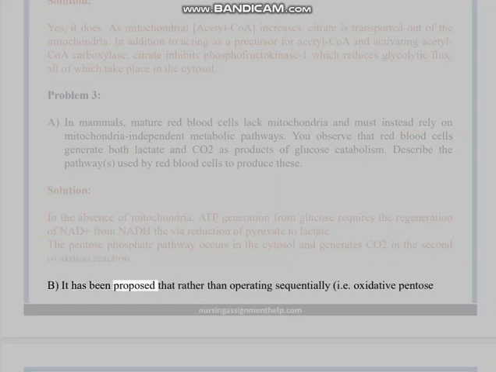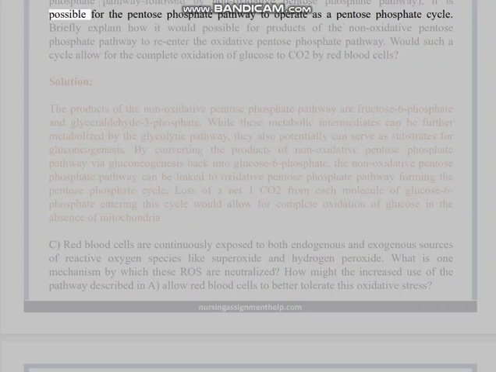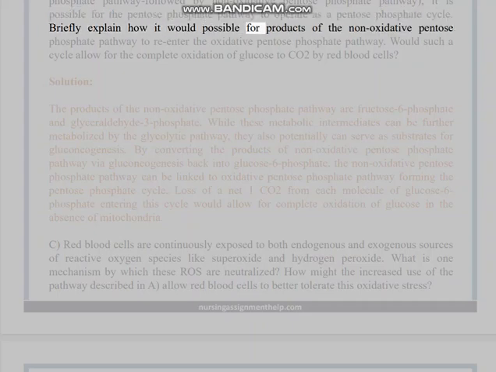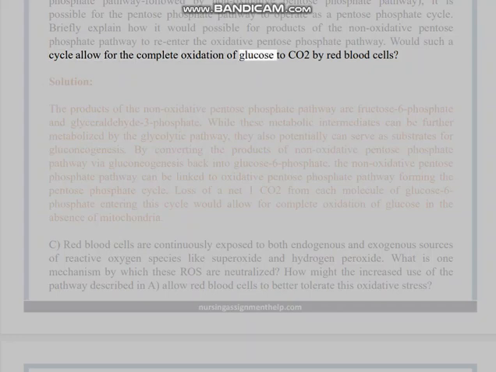B. It has been proposed that rather than operating sequentially, i.e. oxidative pentose phosphate pathway followed by non-oxidative pentose phosphate pathway, it is possible for the pentose phosphate pathway to operate as a pentose phosphate cycle. Briefly explain how it would be possible for products of the non-oxidative pentose phosphate pathway to re-enter the oxidative pentose phosphate pathway. Would such a cycle allow for the complete oxidation of glucose to CO2 by red blood cells?